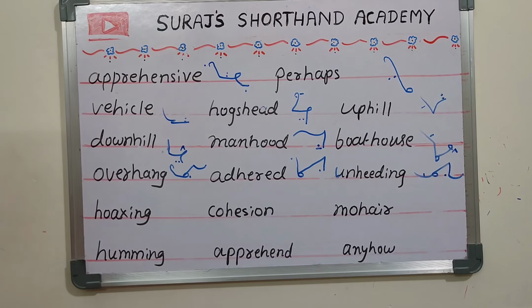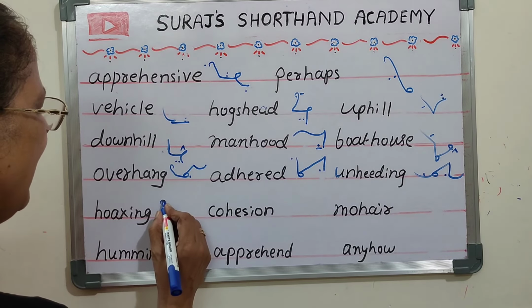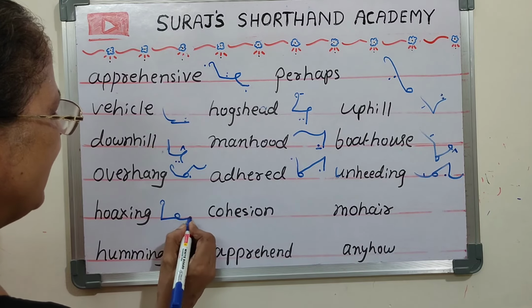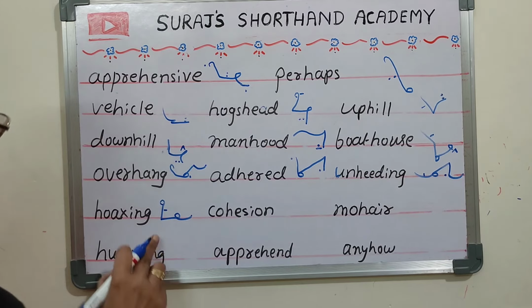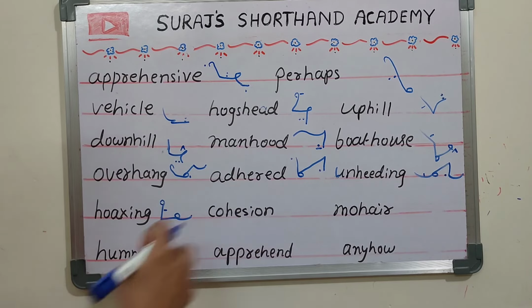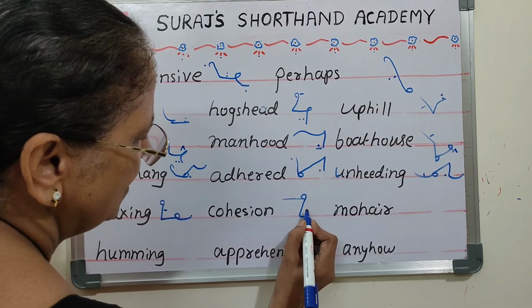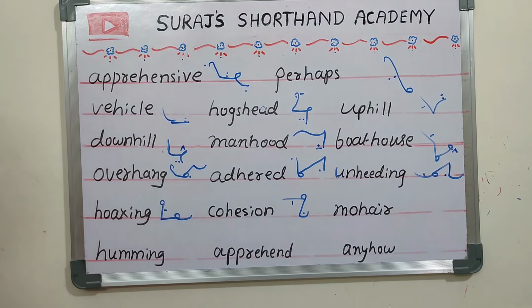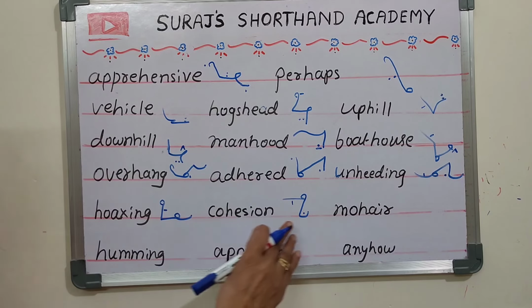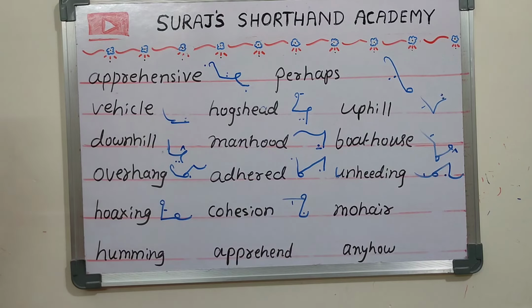Hoaxing. Hoax, you know how to write. Hockey, Hackney, hog, hook, all these words you have practiced. Hoaxing, H-K-S-I-N-G. See, now this is hoax and this is ing. Cohesion, here cohesion. Cohesion, you can put inside also. Between, shen is only there.